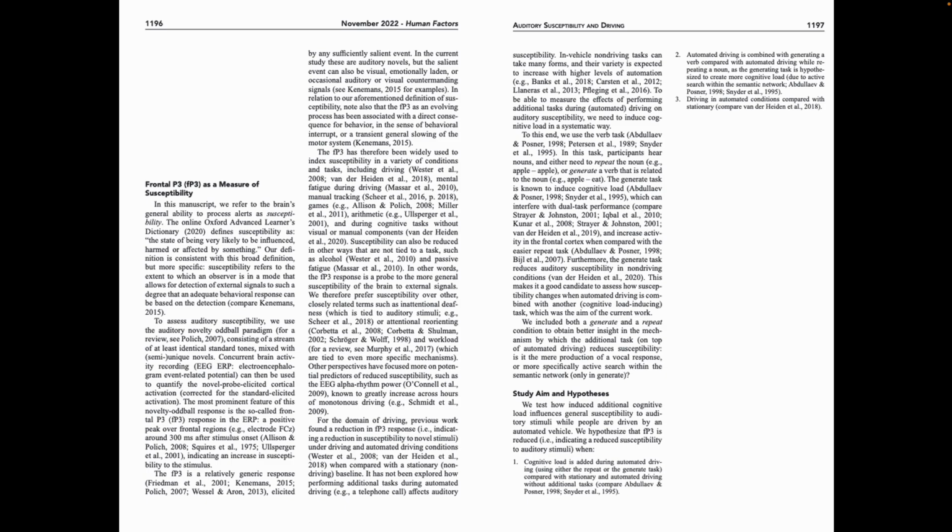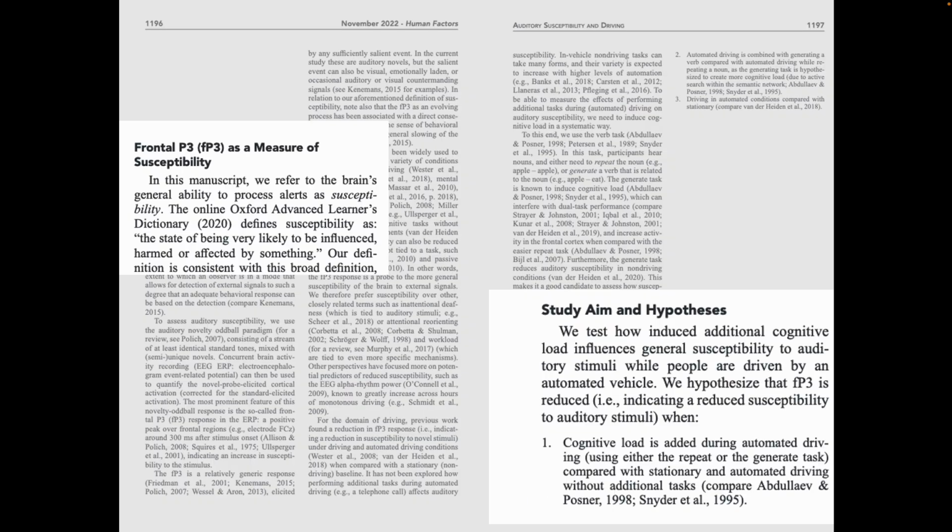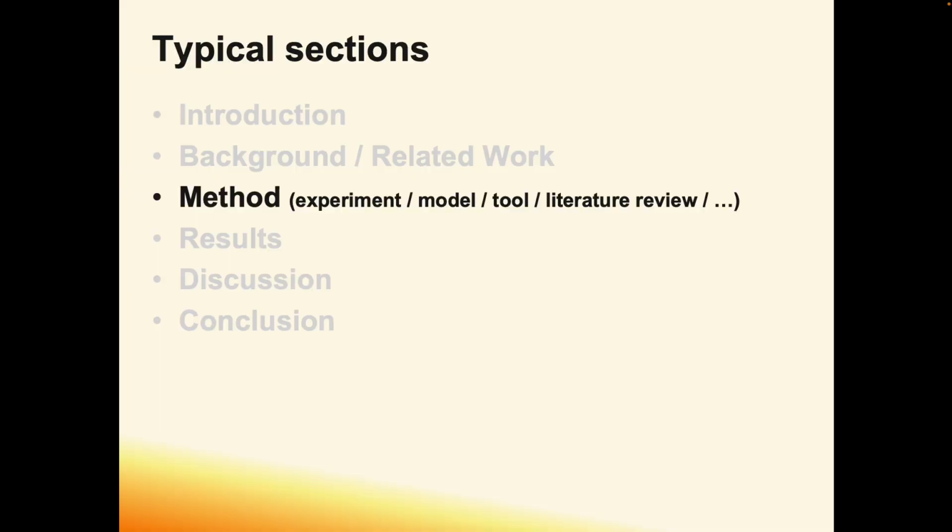So it's quite detailed. This was because the journal limited us in how we could structure it, the total length of the article, and this was a logical structure that we wanted. We have one section that's about frontal P3 as a measure of susceptibility, but we still had that other section about study aim and hypothesis, where, given that we've now described a lot of detailed information, we give specific hypotheses that we can then test and report on in the method section. So that was the background related work section.